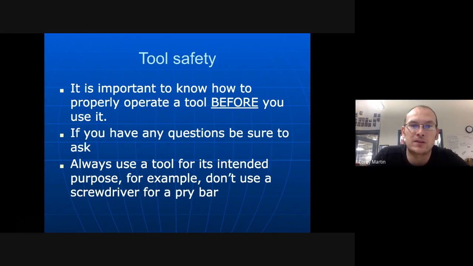Always use a tool for its intended purpose. For example, don't use a screwdriver for a pry bar. We have pry bars if you need a pry bar. Don't use a wrench for a hammer. We got a whole drawer full of hammers. If you need a hammer, get a hammer. Tools are not cheap. So if they are abused and misused, they get broken, and then we don't have them to use on jobs when we need them.